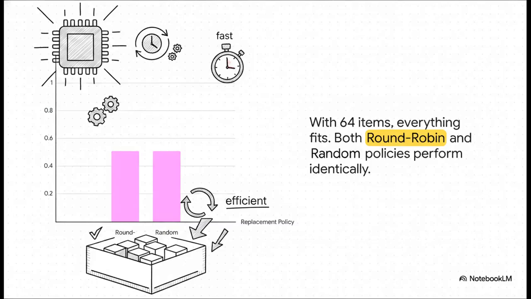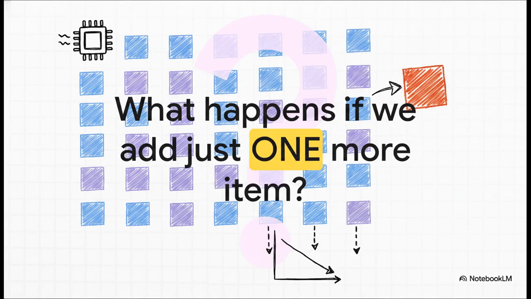And the results are exactly what you'd think they'd be. The test runs in 0.51 seconds, and it doesn't matter one bit if we use the predictable round-robin policy or the random one. Since the cache never actually gets full, no evictions are needed, so both policies perform identically. Everything's fast, everything's efficient, so far so good. But this is where it gets really interesting. We've filled up all 64 slots.